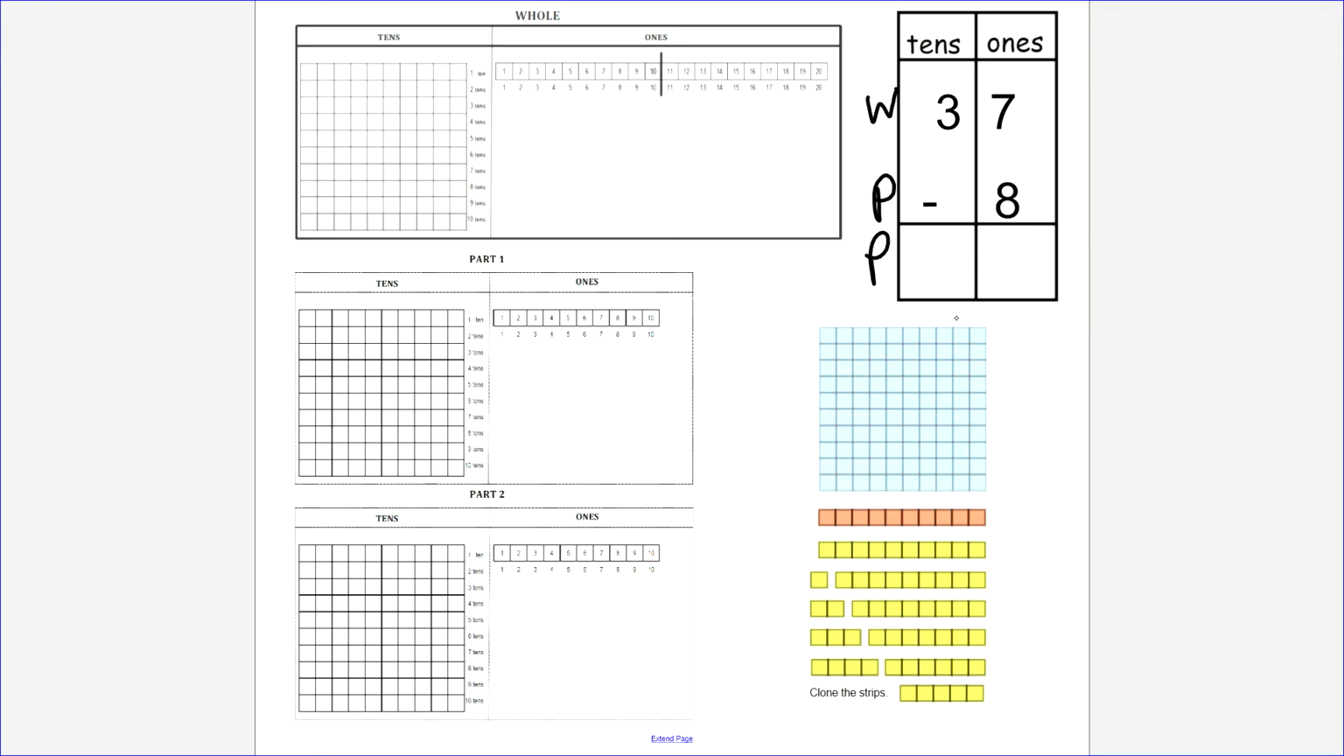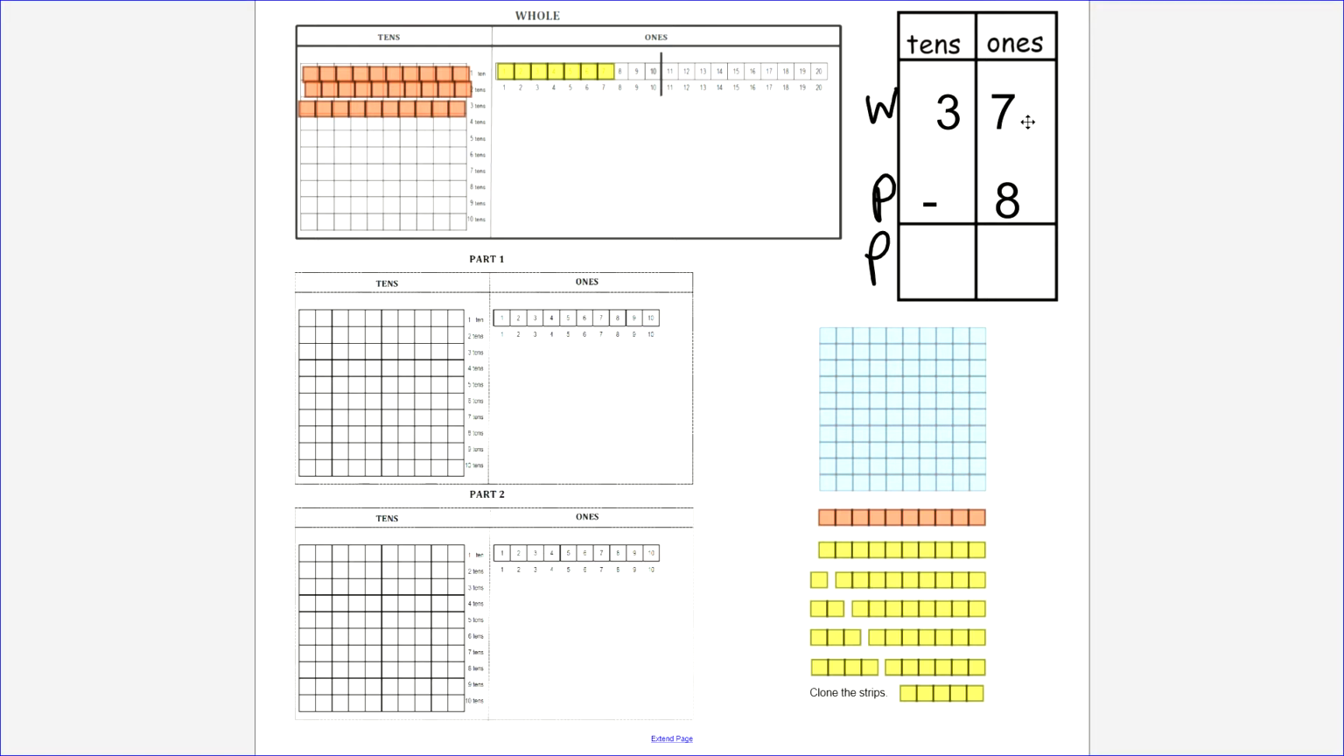We're going to start by building our whole, 37. We need 3 10s and 7 1s. There's our whole 37. We are now ready to begin subtracting the part, 8. So we'll start in the ones place, just like when we add.